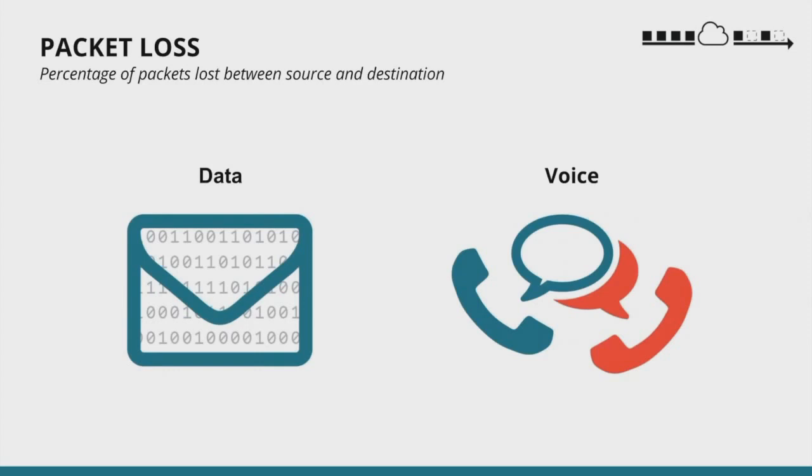This varies between data and voice applications. Voice over IP and video conferencing use specific encoding algorithms called codecs, and codecs are designed to handle some level of packet loss. Depending on the codec you're using, you may be able to sustain 3, 4, or 5% packet loss before the voice quality or video quality really starts to degrade.